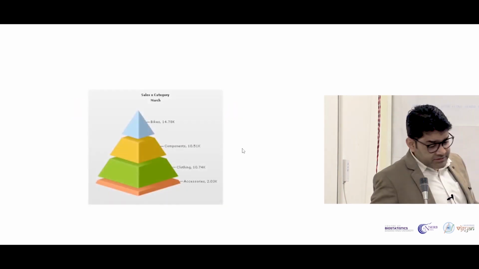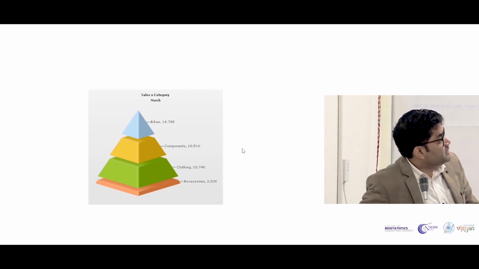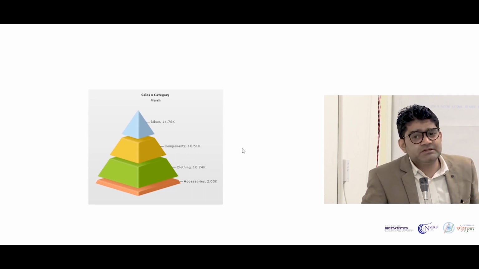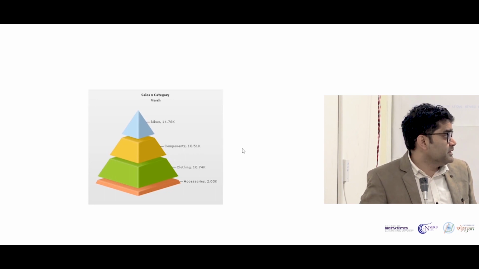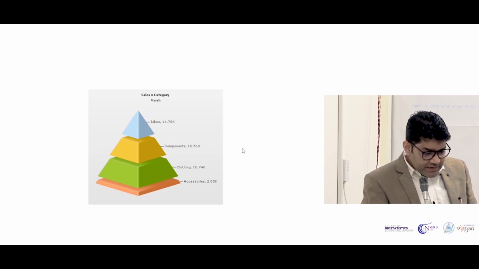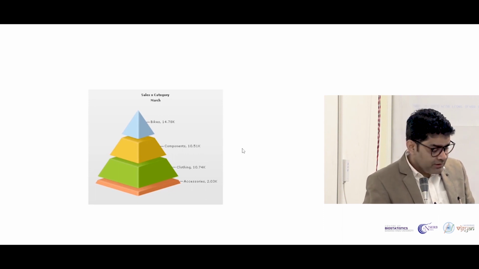So sales category is there. At the top we have used a 3D pyramid diagram. The first one is the bike, second one is your components, third one is your clothing, and last we are having accessories. By just looking at the graph, if you are not looking at the pictures, numbers, if you are just looking at the graphs, which one is having a higher magnitude, which do you feel? The green one is having a higher magnitude, or the last base one is having a higher magnitude?